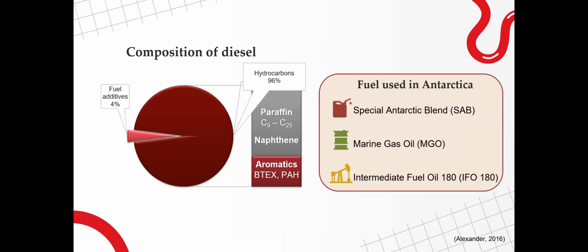Diesel toxicity is a great concern. It is commonly addressed with the composition of diesel. Diesel chiefly consists of hydrocarbons, with a majority in the paraffin range from carbon 9 to carbon 25, and also aromatic compounds. The fuel used in Antarctica is treated differently during the refinery process to prevent gelling of diesel in cold temperature. For instance, high molecular weight paraffins are selectively reduced in diesel to lower its density and viscosity.